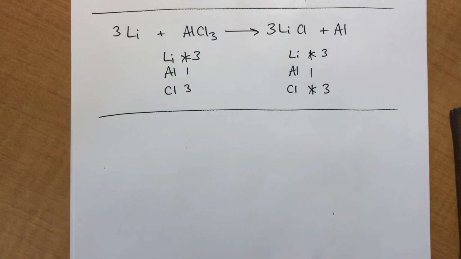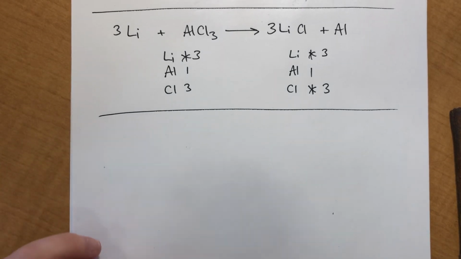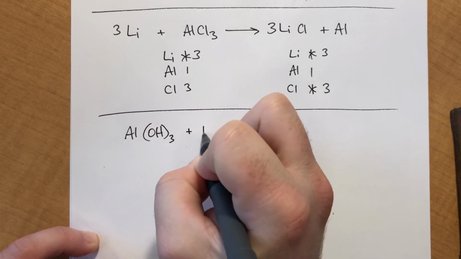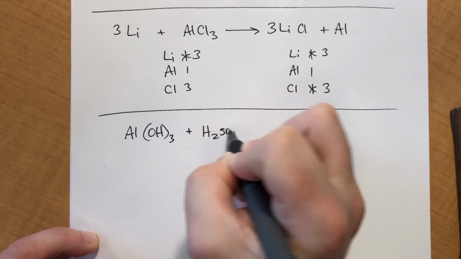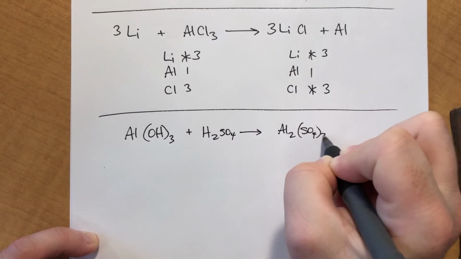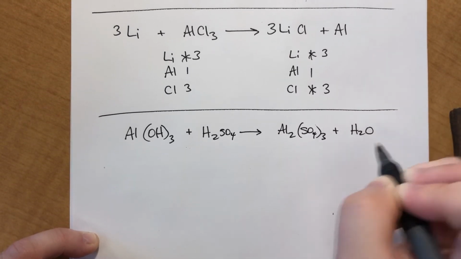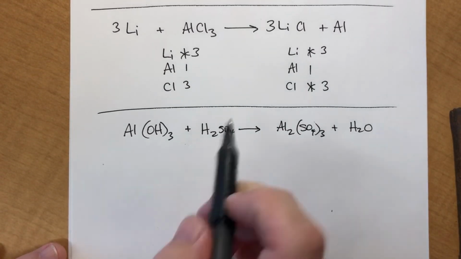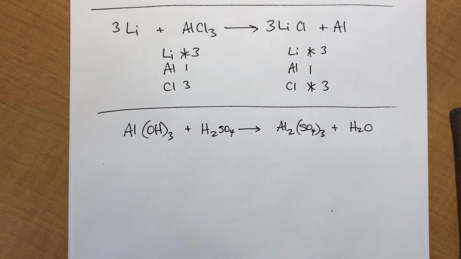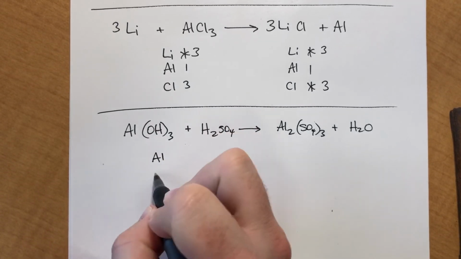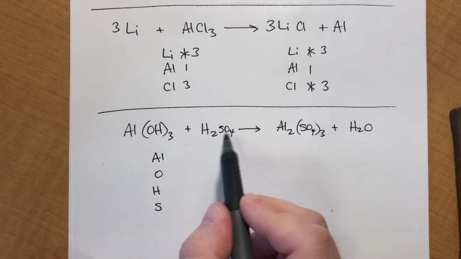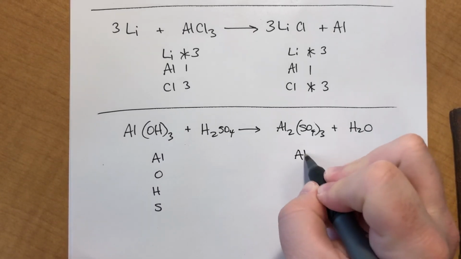Okay, let's try another. You'll probably find that balancing things isn't that difficult. Accurately counting things along the way actually is the hardest part. So this one, we have aluminum, oxygen, hydrogen, and sulfur. We have oxygen, hydrogen, oxygen, hydrogen, sulfur. I'm going to put them in the same order on this side.